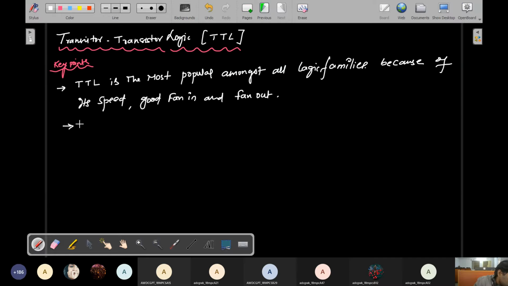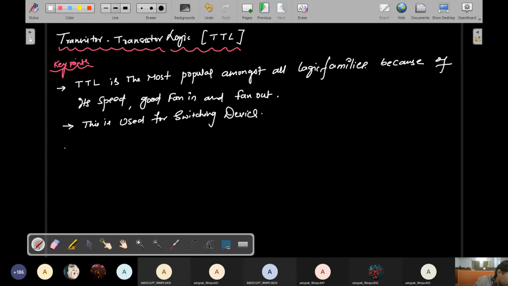See here, these are used for switching devices. Why? Because it performs like a multi-emitter transistor, so that is the reason it can be easily fabricated. This switch was used.